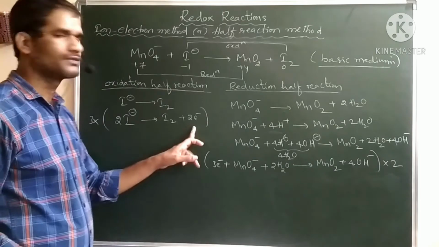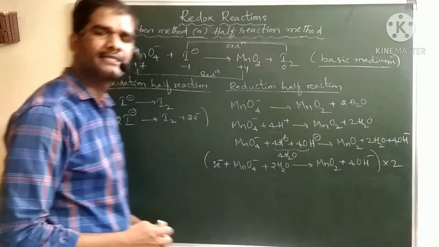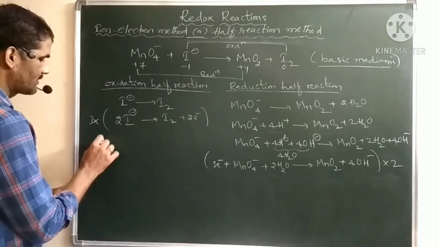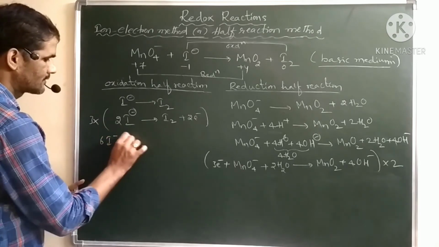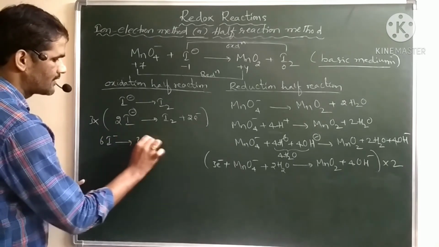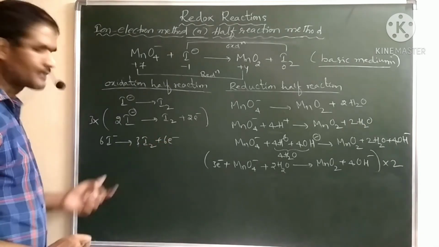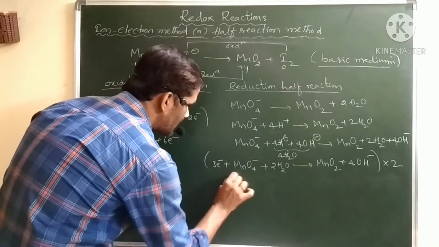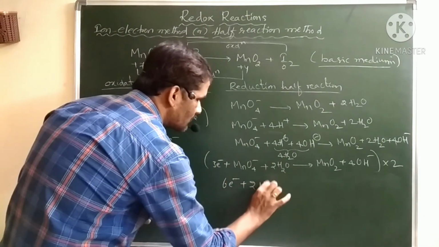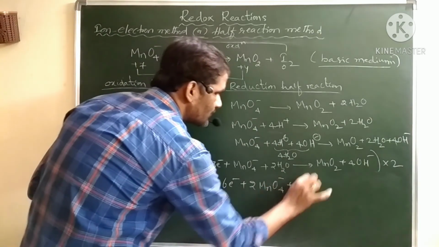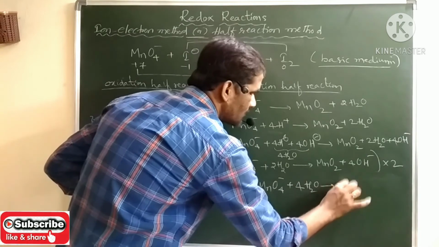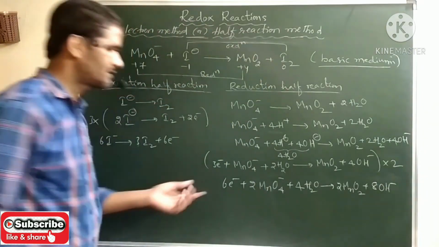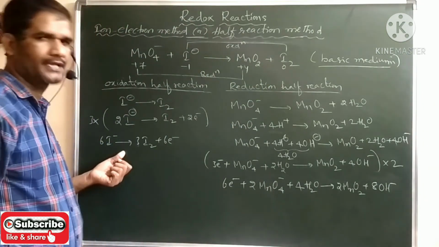So here 3 into 2, 6 electrons. Here also 3 into 2. Now we'll get 6 electrons. In both cases now the electrons will be balanced. So then we'll get the final half reaction here: 6I minus will give 3I2 plus 6 electrons. And here, if you multiply by 2, we will get 6 electrons plus 2 MnO4 minus plus 4 water molecules giving 2 MnO2 plus 8 OH minus. And this is the final half reaction in this case.